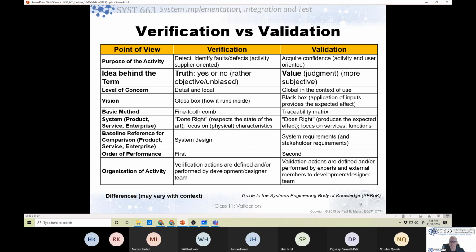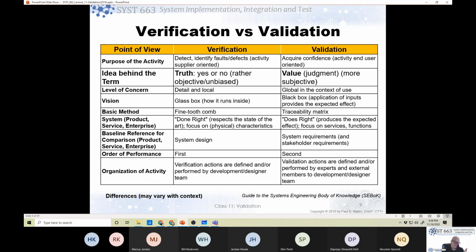So it's very detailed, very local. And your vision's more like glass block. How's it running? Is it running the way we said it would run? And usually a very fine-tooth comb. And really, we're just trying to figure out, did we do it right? Did we build this correctly according to the system design?